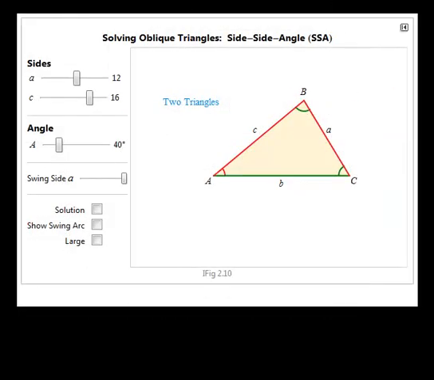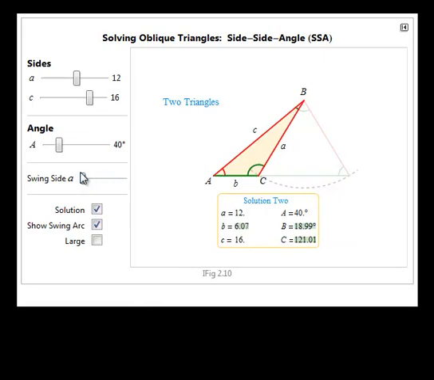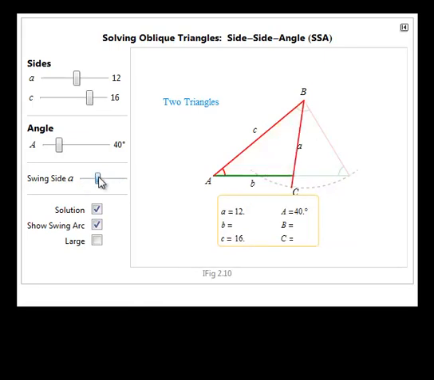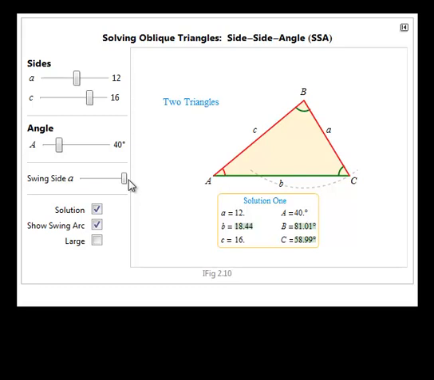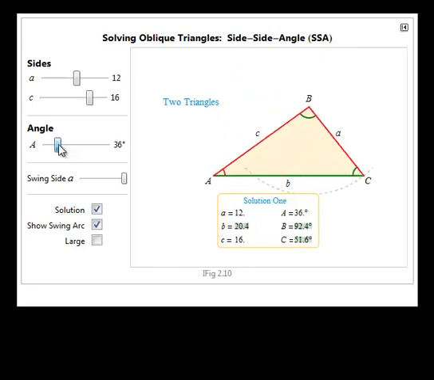This figure shows the solution for the side-side-angle type of oblique triangles. For these dimensions, there are 2 triangles. By moving the swing side A slider, we can show the solution to the second triangle. For some values, there are 0 triangles or no solution. For some values, there's exactly 1 triangle.